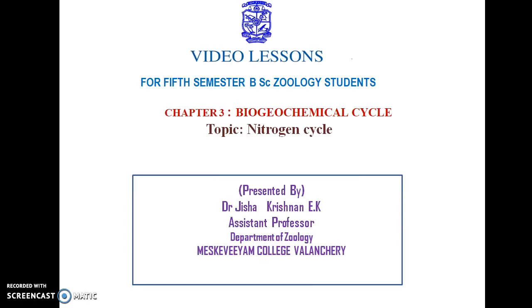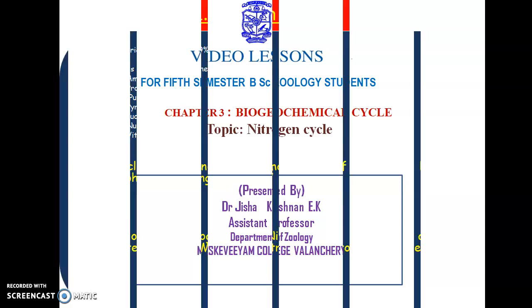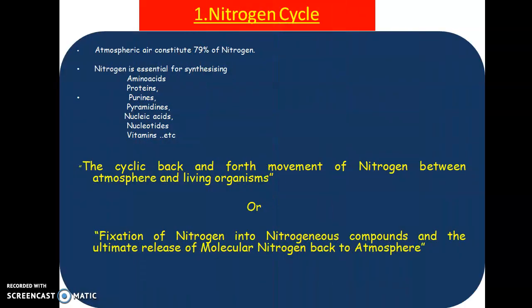So, today we are starting with the third chapter, that is biogeochemical cycle, and today we are starting with nitrogen cycle. So, let's move. What is meant by nitrogen cycle? Before going to the nitrogen cycle definition, we want to know what is the chemical element and how it is useful for our living system.